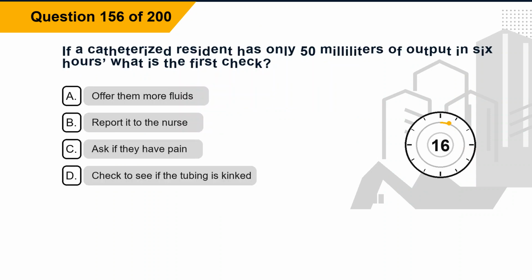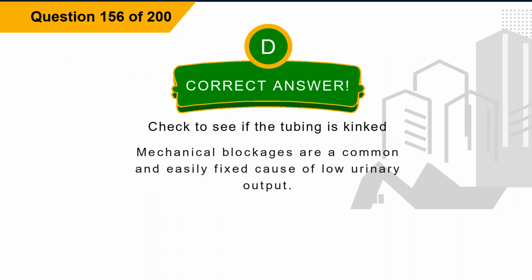Question 156. If a catheterized resident has only 50 milliliters of output in 6 hours, what is the first check? Option A, offer them more fluids. Option B, report it to the nurse. Option C, ask if they have pain. Option D, check to see if the tubing is kinked. The correct answer is option D, check to see if the tubing is kinked. Explanation. Mechanical blockages are a common and easily fixed cause of low urinary output.